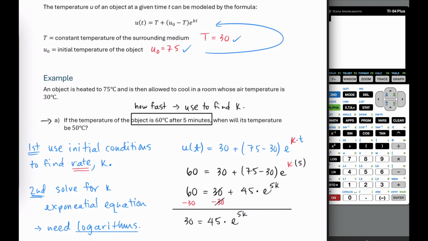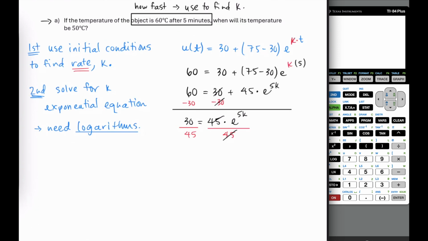And we're still trying to isolate the base that's being raised to that variable exponent, so we'll divide both sides by 45. The 45's cancel on the right. We have a factor of 15 that goes into the top and the bottom here. So we end up with e to the 5k is equal to 2/3. Now we're ready to bring in logarithms, and we can do that by either converting to log form, or by taking the log of both sides, but because we have base e, we would say take the ln of both sides. We can do either one of these, but in this example, I'm going to convert to log form.